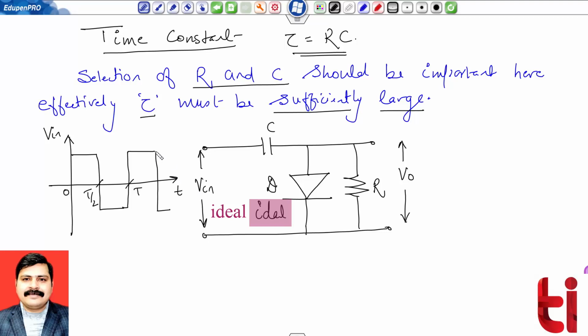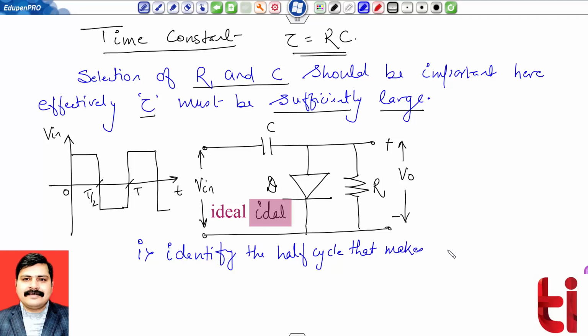In order to solve the clamper circuit, there are a few important steps, and if you follow these steps, you will get the answer for all clamper circuits. So let me write the steps also. Step number one: identify the half cycle that makes the diode forward biased.